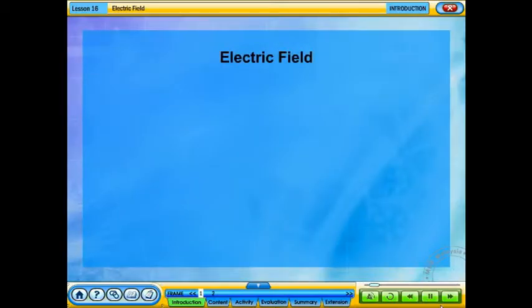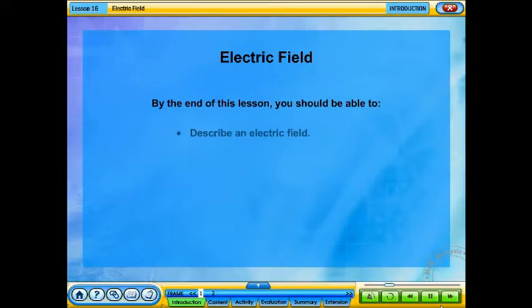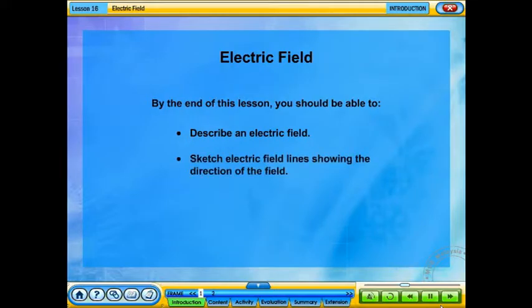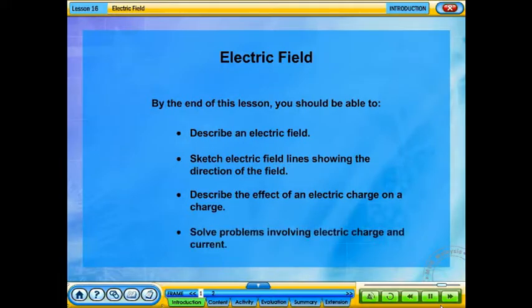Electric field. By the end of this lesson, you should be able to describe an electric field, sketch electric field lines showing the direction of the field, describe the effect of an electric charge on a charge, and solve problems involving electric charge and current.